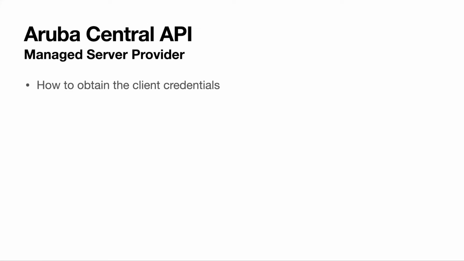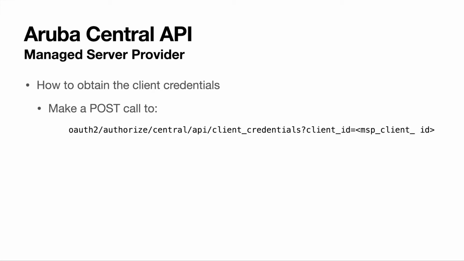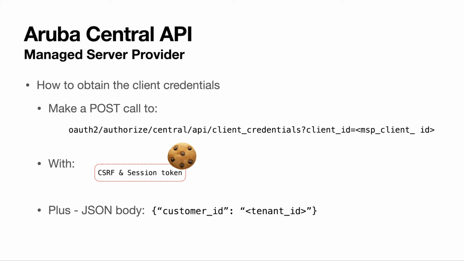That begs the question then, how do we obtain the client credentials? Well, we have to make a post call to a new URL. Well, it's new to this getting started guide. This is the new stuff. So it's a client_credentials URL, which sits underneath authorize, and we use the client ID of our MSP account. So that's just the vanilla client ID. We do that call with the CSRF and session token that we would have received from the initial authorization of the MSP workflow. And in the JSON body, this is where we start to diverge from the standard vanilla workflow. We have to include the customer ID of the tenant, okay?